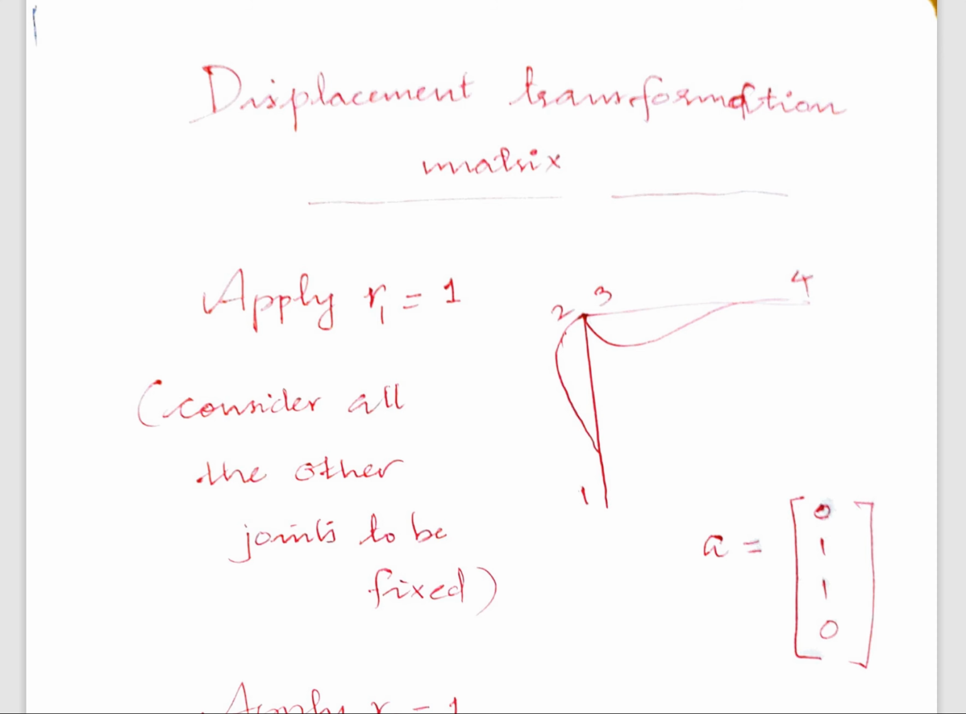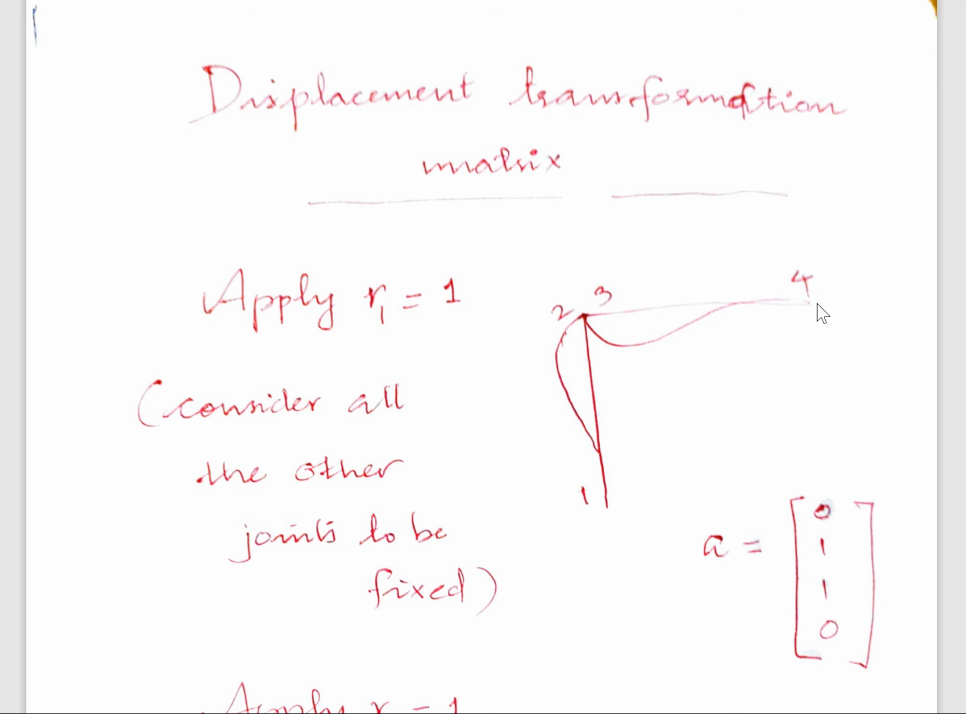When you apply a unit rotation at any joint, all the other joints are to be assumed as fixed. So when you apply R1 is equal to 1, that is unit rotation at B, the first coordinate is 0, since there is no rotation at A. Then the second coordinate is 1, the third coordinate is 1 and the fourth coordinate is 0.